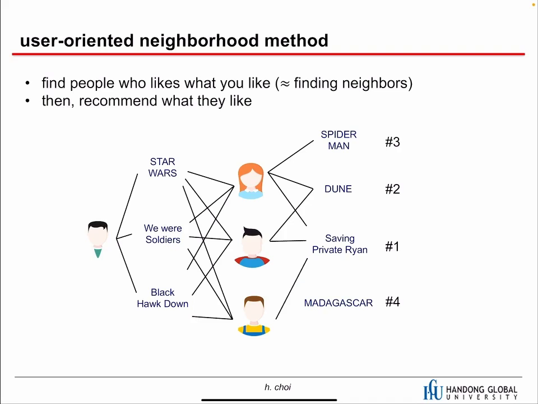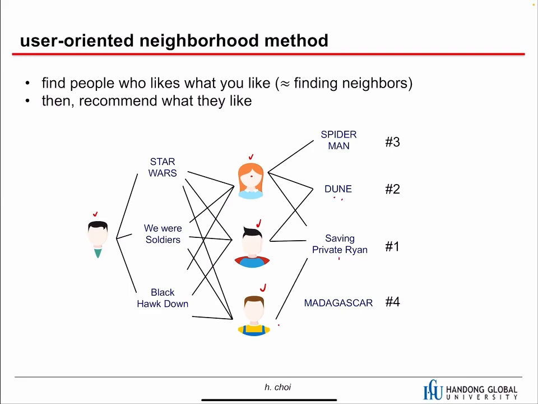Now we know how to calculate the dissimilarity between the users, so we can find the neighbors. Okay, then we can recommend what they like. So in this slide, this is the target user, and then we found 3 users as neighbors. Okay, which means they like what I like. Okay, then they like other movies too. So she likes Spider-Man and Dune and Saving Private Ryan, and this guy likes Dune and Saving Private Ryan, and this guy likes this one too.